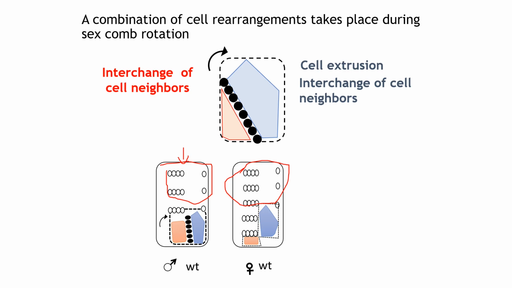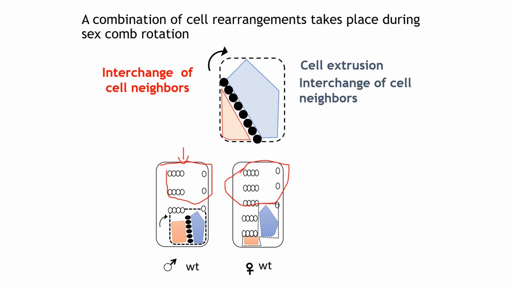So what we did is label cells that are homologous, and try to study what cellular processes take place there, to identify the unique processes that belong to the sex comb rotation. We wanted to know if the interchange of cell neighbors happens only during the rotation or is a normal process taking place during leg elongation.